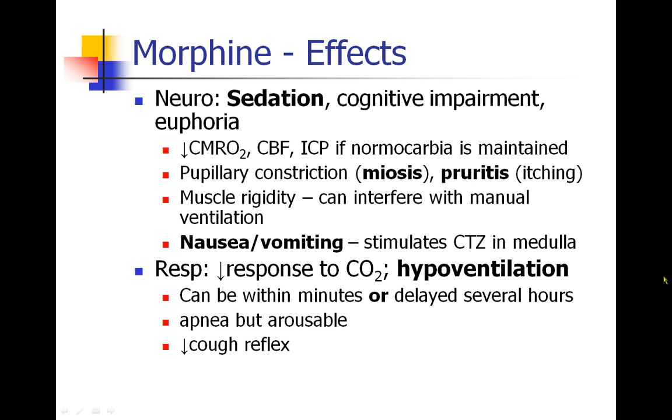The effects of morphine and the other opioids like it. First of all, sedation. So people do become sedated. They can have cognitive impairment. They have a feeling of euphoria. Some opioids more than others.